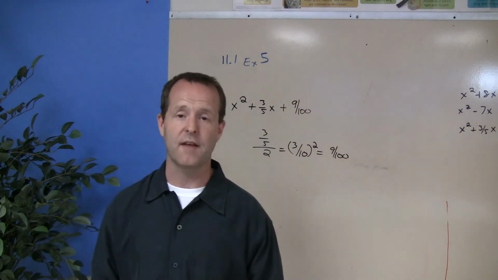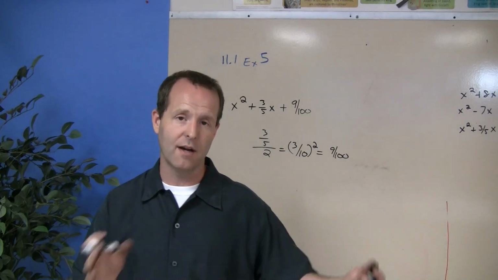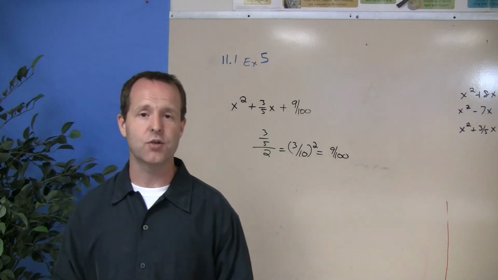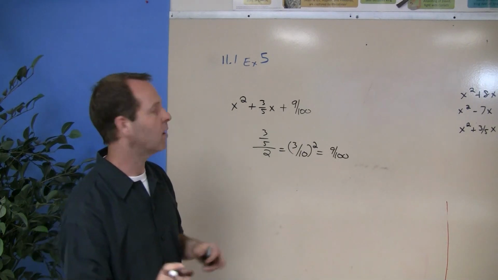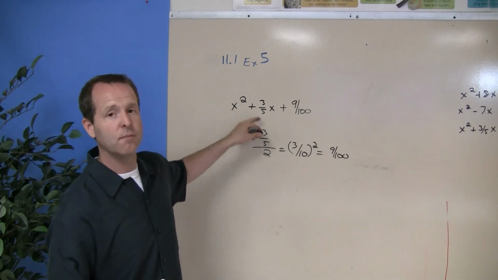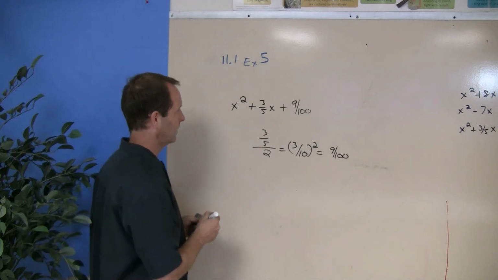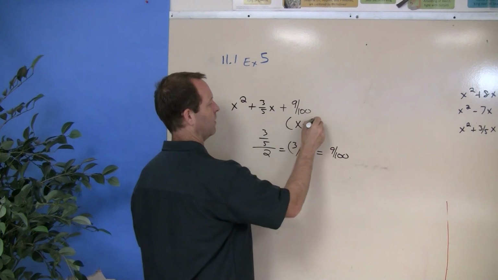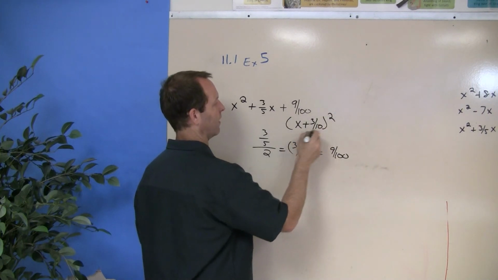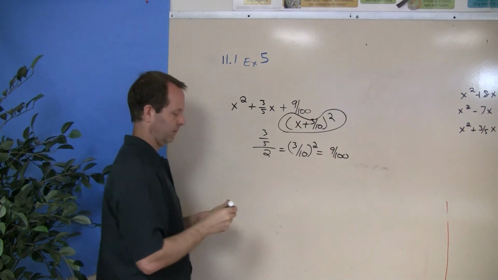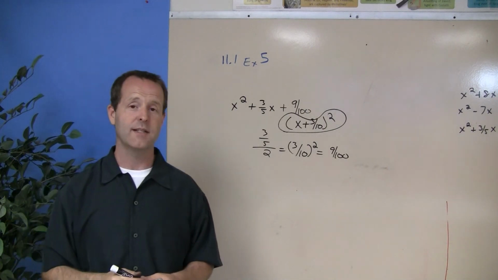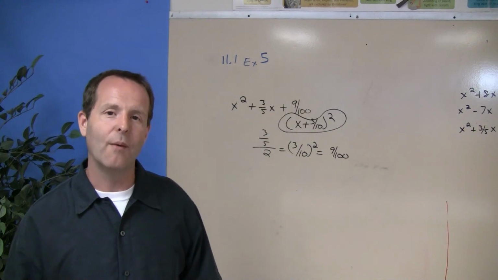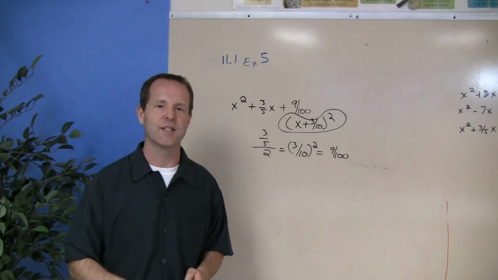x squared plus 3/5 x. If I want to complete the square of this trinomial, I need to add 9/100 to it. That's the only number that turns this into a perfect square trinomial. And so I'd factor down to x plus 3/10 squared. That's what I want to see. And you may be thinking, big deal, Willie, why does it matter? Well, it will matter, and we're going to watch that very shortly.